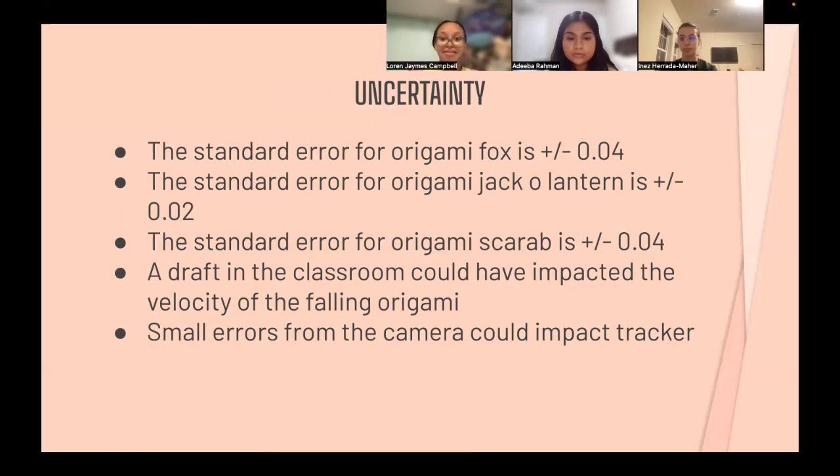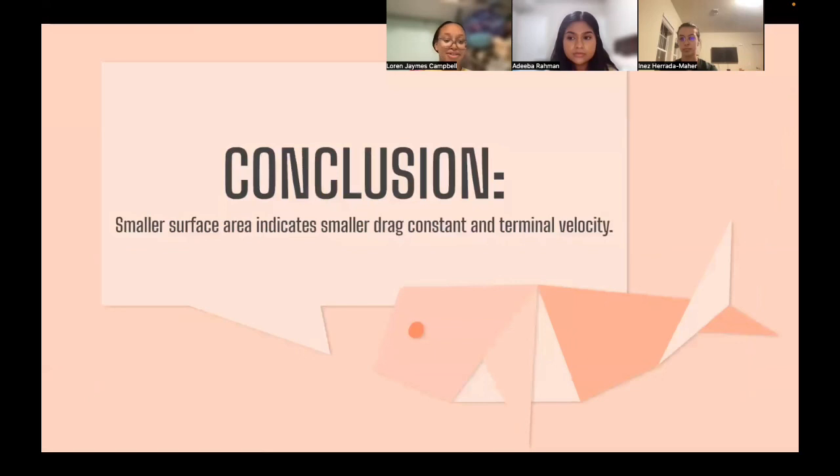Some things that could have impacted error are a draft in the classroom could have impacted the velocity of the falling origami, and small errors from the camera could have impacted Tracker. In conclusion, smaller surface area indicates smaller drag constant and smaller terminal velocity.